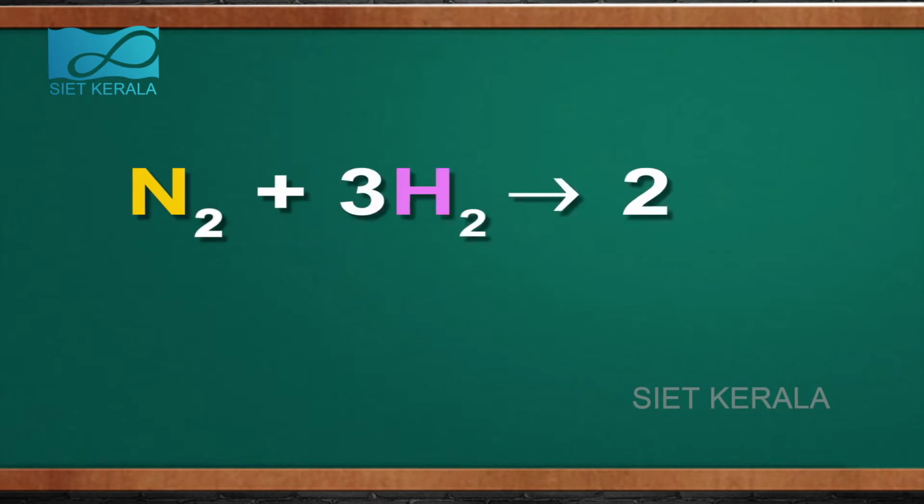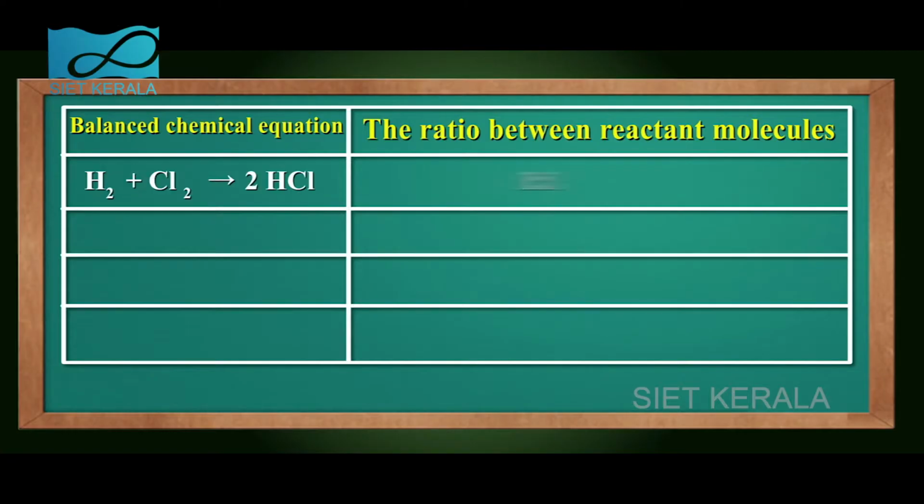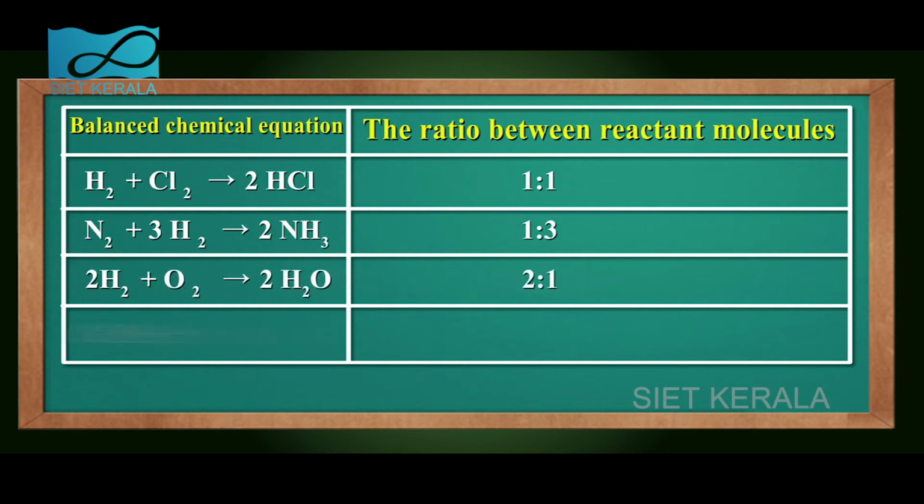Consider the chemical equation of the preparation of ammonia. Here, the ratio between the number of molecules of nitrogen and hydrogen is 1:3. In the same way, we can check the ratio between the reactant molecules from the given table. In every chemical reaction, there is a fixed ratio between the reactant molecules, and this ratio varies from reaction to reaction.